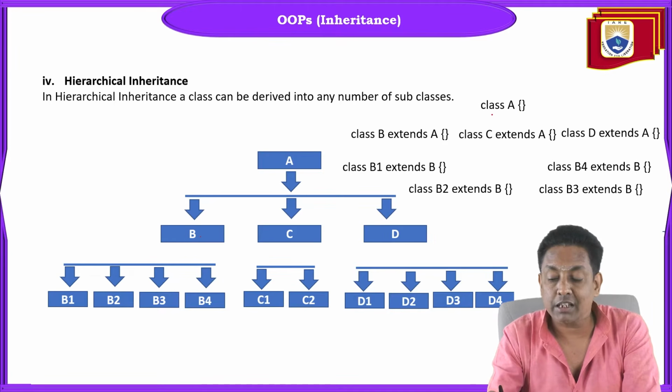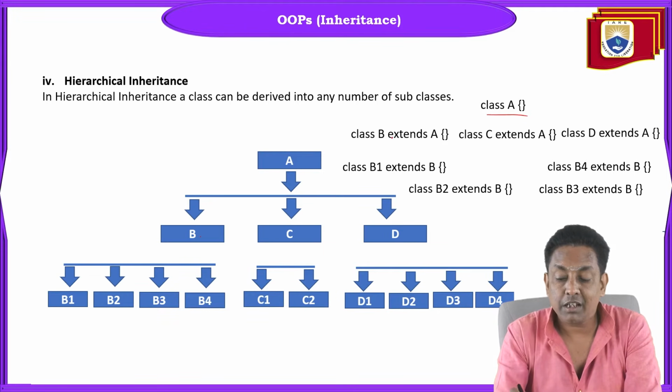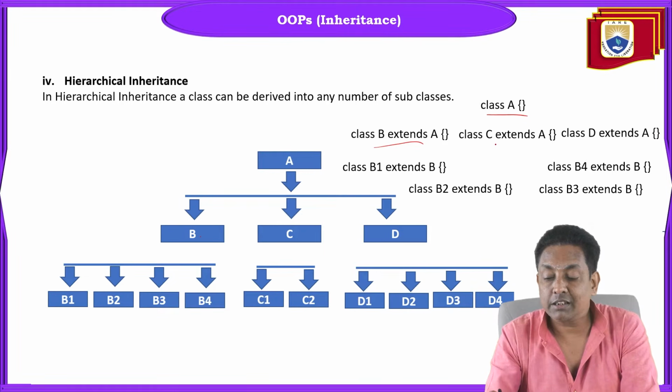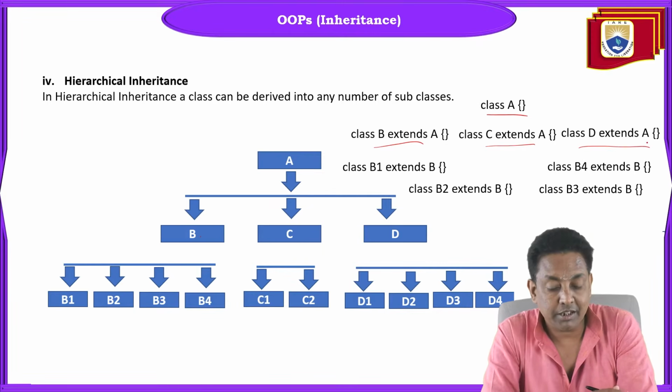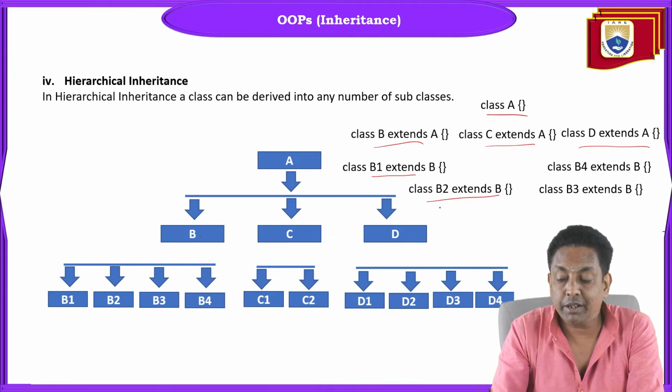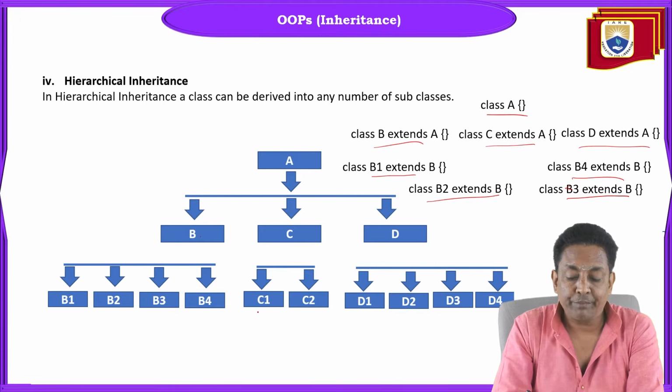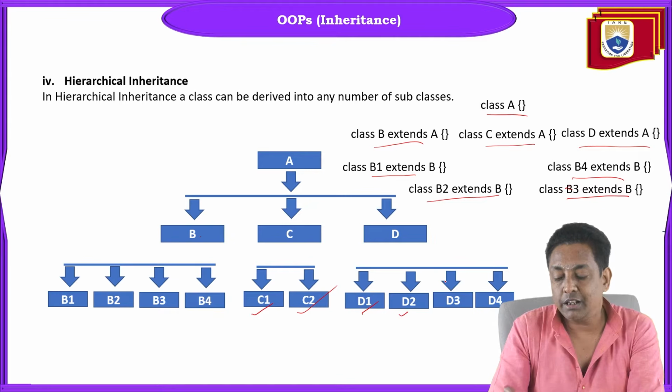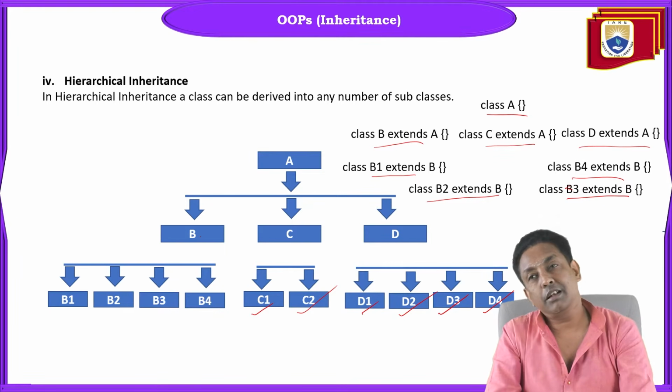So we will write it like this. Class A, class B extends A, class C extends A, class D extends A. Coming to B1, B2, B3, B4: B1 extends B, B2 extends B, B3 extends B, B4 extends B. Similarly, you write C1 extends C, C2 extends C, D1 extends D, D2 extends D, D3 extends D, D4 extends D.